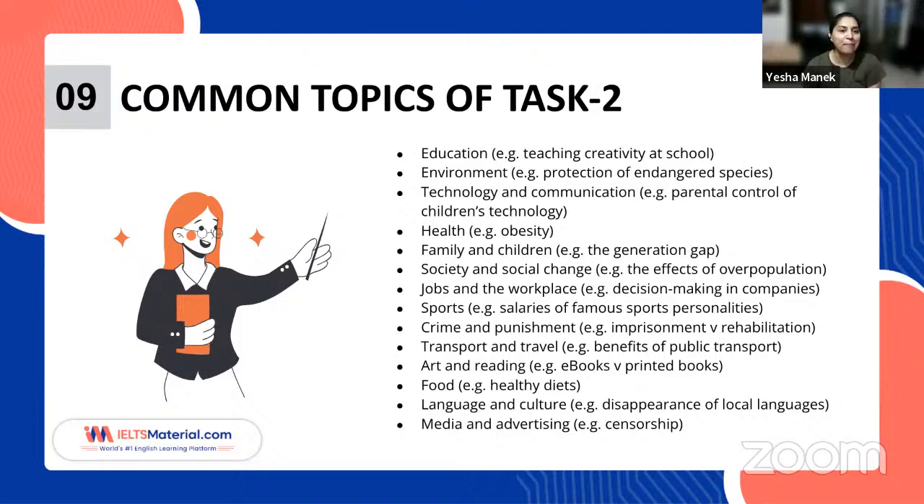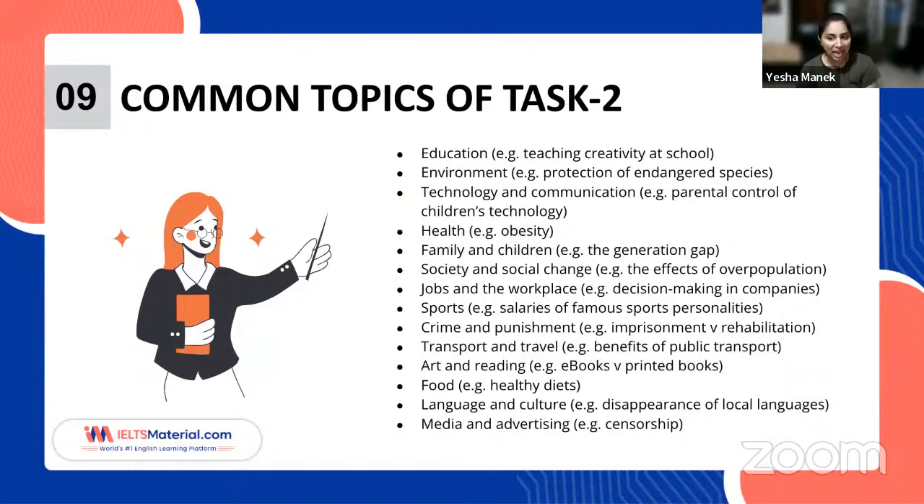Family and children, example, the generation gap. They may ask you a question about, nowadays, joint families are less seen or less noticed, whereas people want to live all by themselves and they like their privacy and they don't want to get socialized. More and more people are isolated nowadays. Why is it? So the question can be in that way.